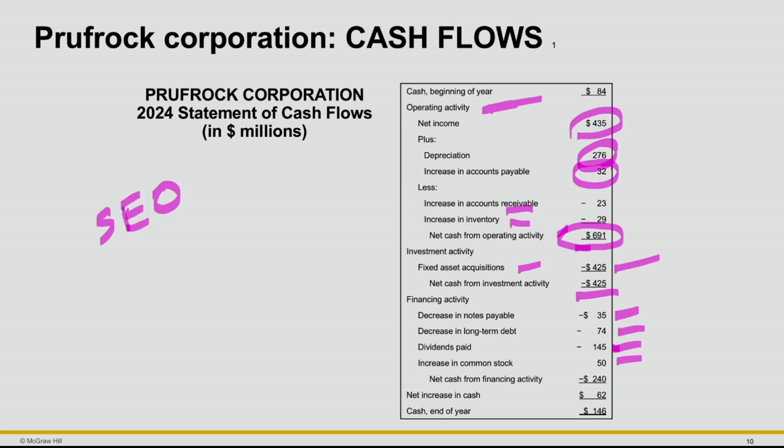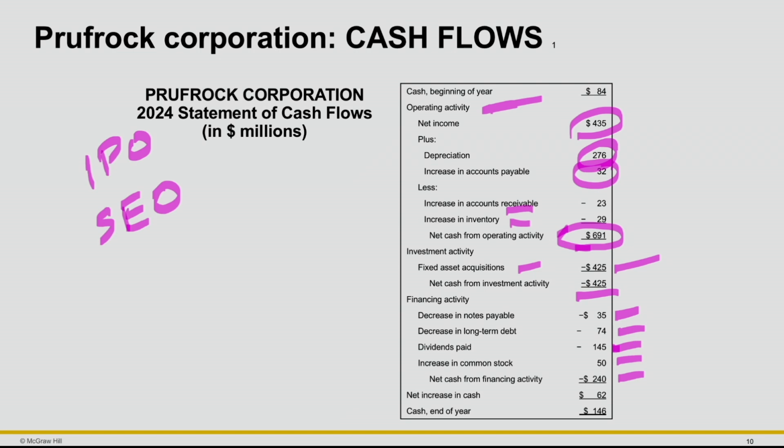I'm assuming here that the company is already a publicly traded company. It's already done its IPO. But after the IPO, then a company is free to issue additional shares as they need funding. So that extra $50 million came from an SEO, a seasoned equity offering. And so on net, our financing activities were a negative. In other words, it was a use of $240 million.